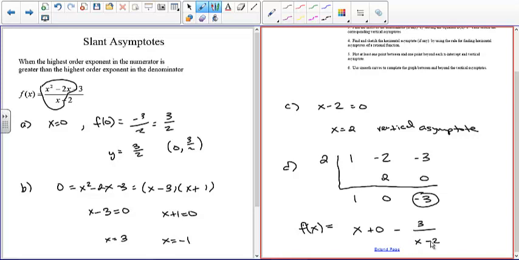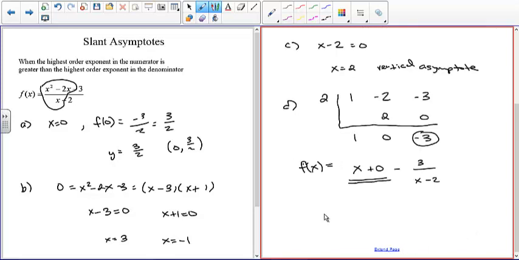So the remainder goes to 0 when x becomes very large, either positive or negative. So what we're left with is the equation for the slant asymptote. And remember, the slant asymptote is not x, it is the equation for the line that represents that slant asymptote. So this is the equation for the slant asymptote.